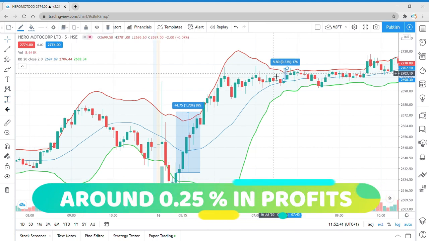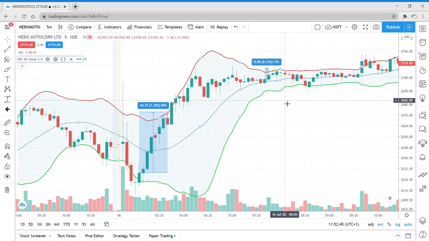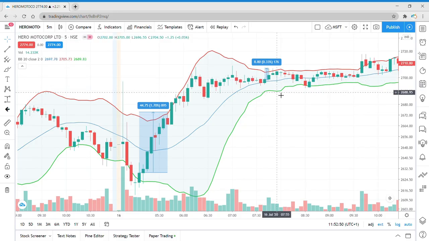Now if you were to take a trade, where would your stop loss be? Well, your stop loss would be if the price crossed back below the middle line or the lower bands, depending on how confident you are.